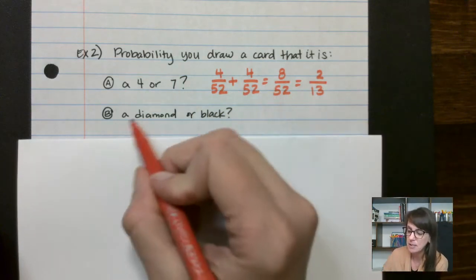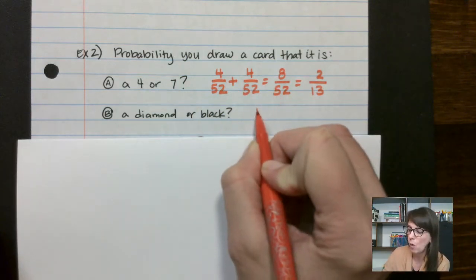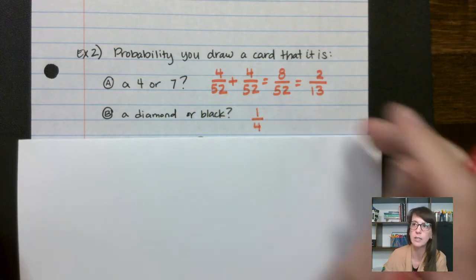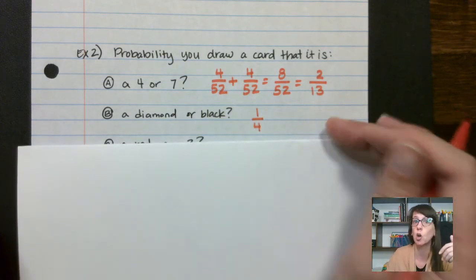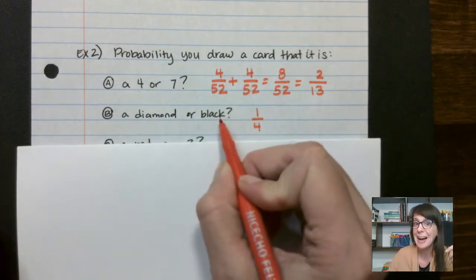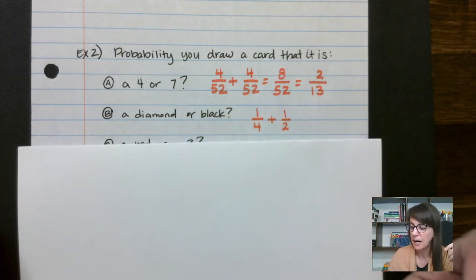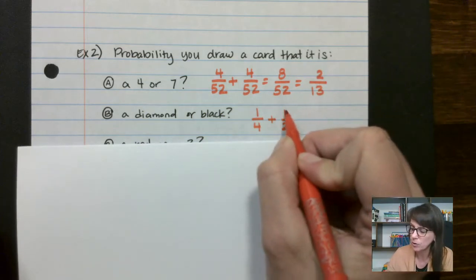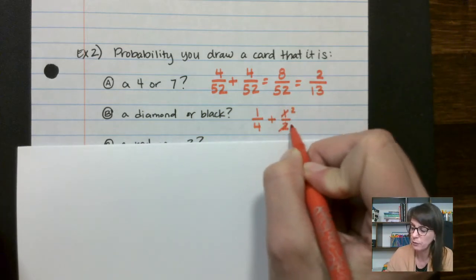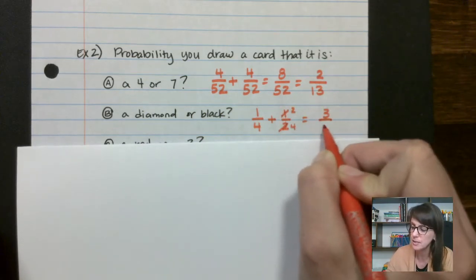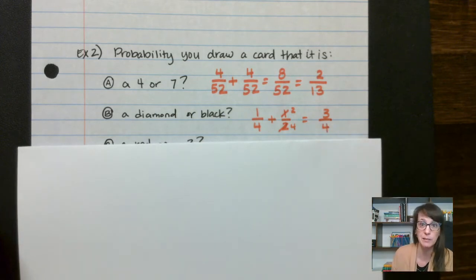So a diamond would be 1 out of 4, because 1/4 of the deck of cards are going to be diamonds. Black is half of the deck. So that plus 1/2. I'm going to need a common denominator here, so we'll call this 2 over 4. So your chances are 3 out of 4, or 75%, right?